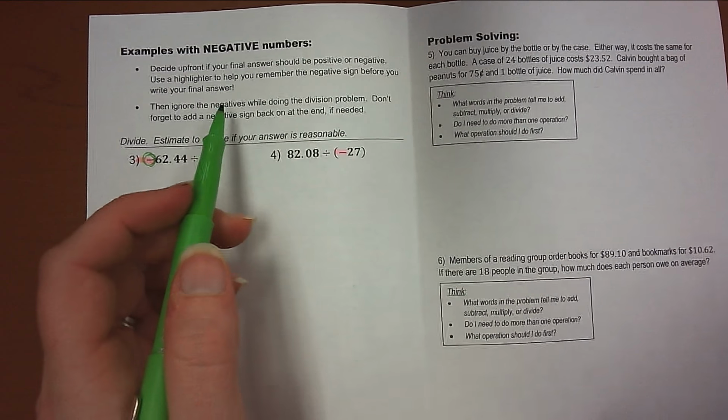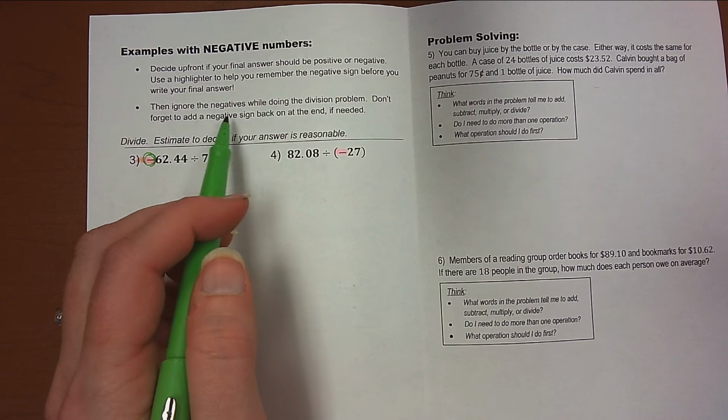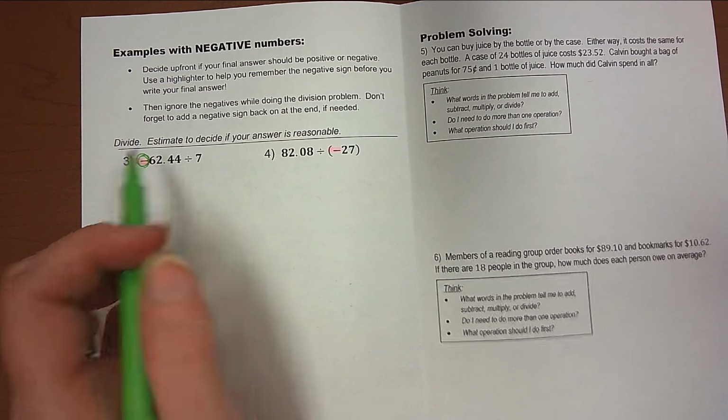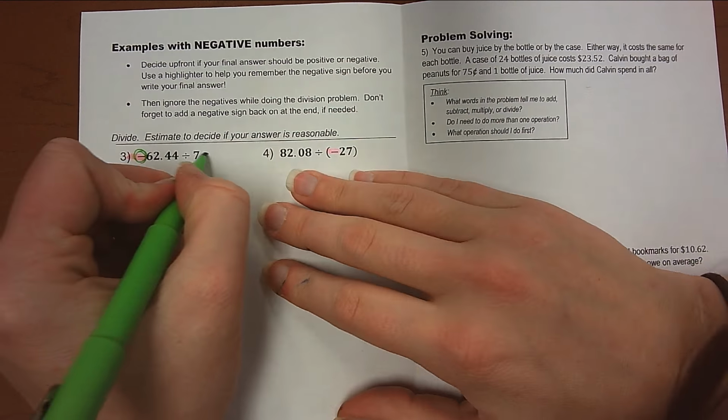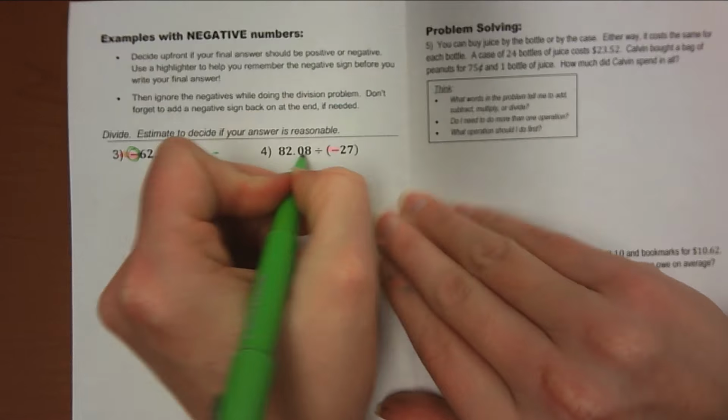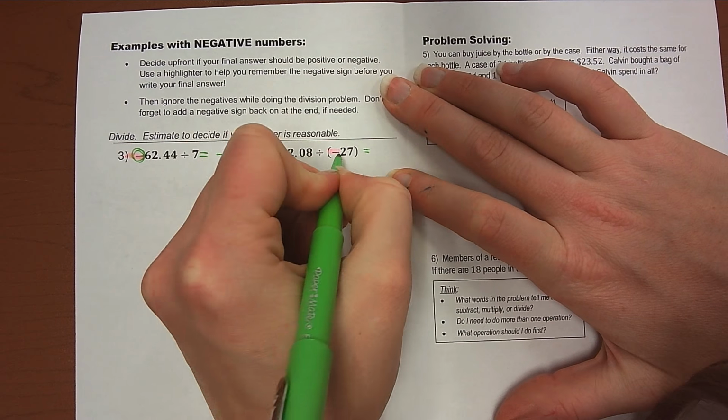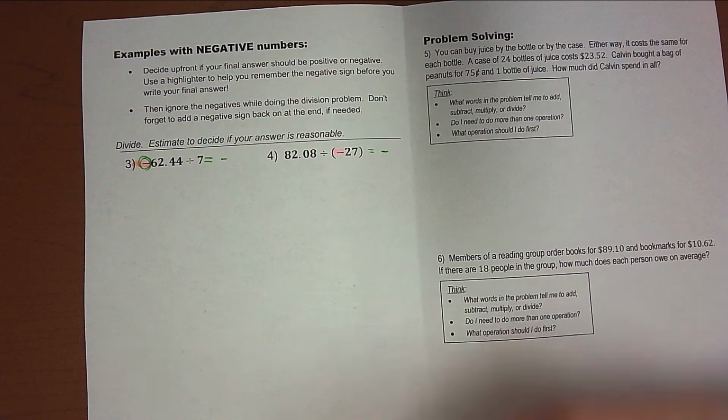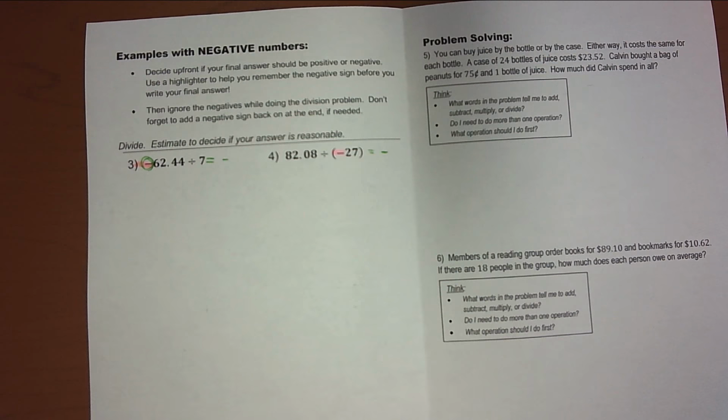Then ignore the negatives while doing the division problem. Don't forget to add a negative sign back at the end if needed. So this answer is going to be negative, so I'm just going to put my equal sign with a negative sign. I know that this answer, a positive divided by a negative, is a negative, so I'm going to put equals a negative to help myself remember the negative sign with my answer so that I don't forget.